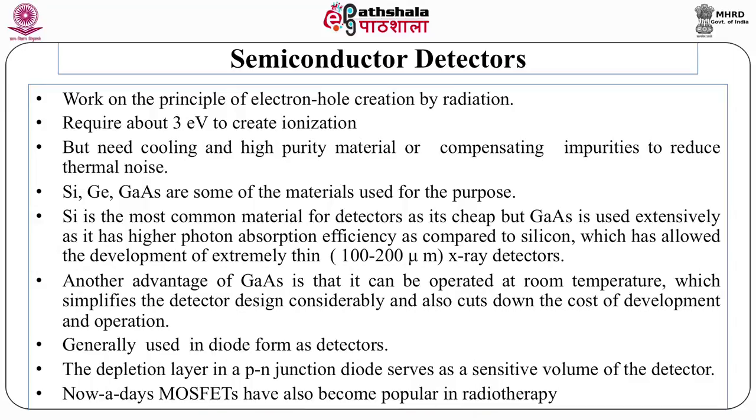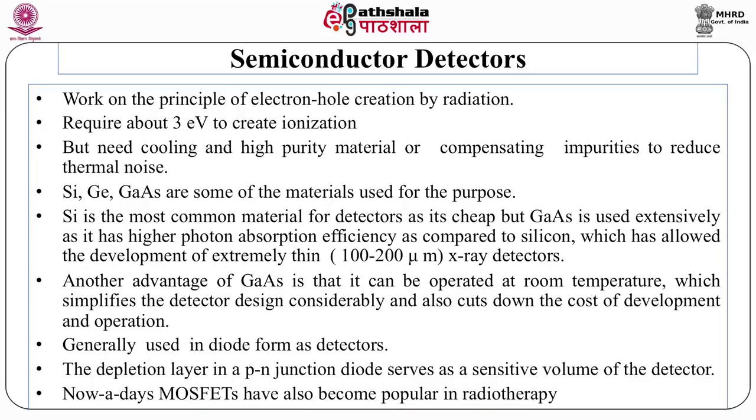Silicon, germanium, gallium arsenide. Silicon is the most common material for detectors as it's cheap, but gallium arsenide is used extensively as it has higher photon absorption efficiency as compared to silicon, which has allowed the development of extremely thin, about 100 to 200 micrometer thin X-ray detectors. So very compact detectors have been developed based on gallium arsenide semiconductors.